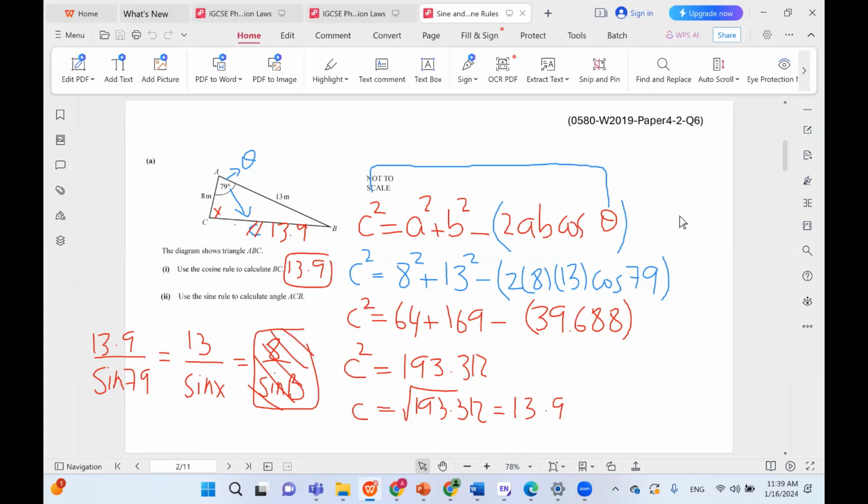All you have to do is cross multiply. So we get 13.9 sine x equals 13 sine 79.